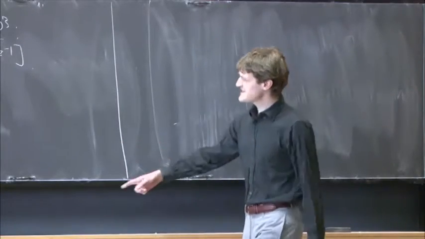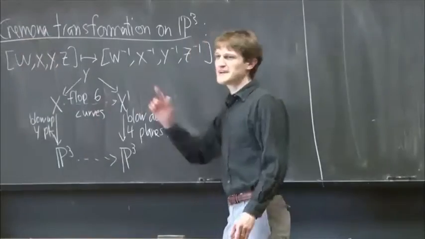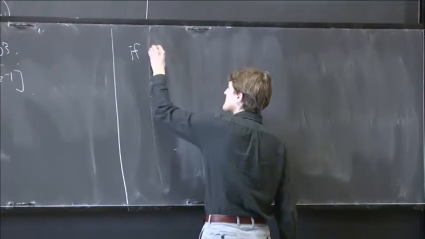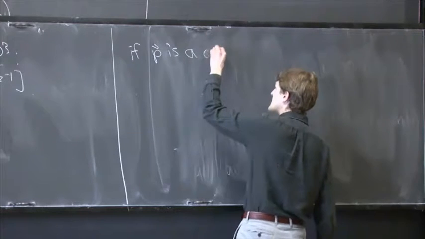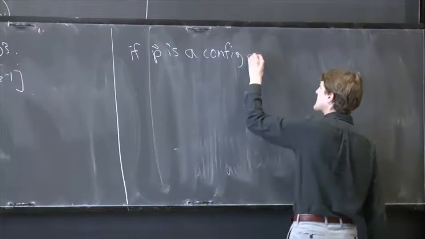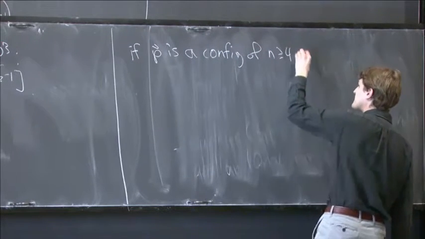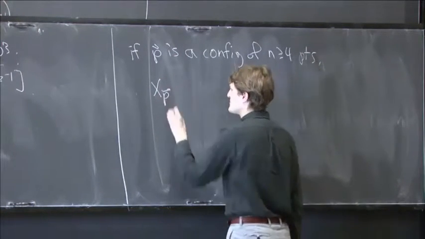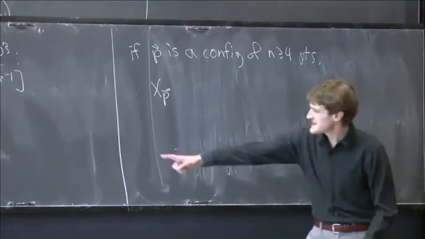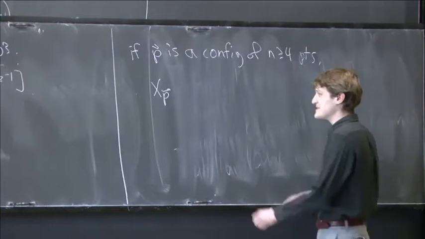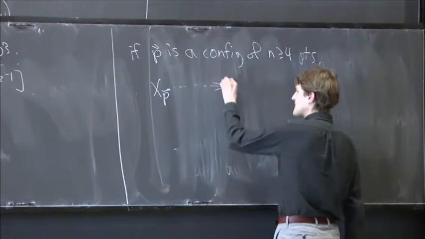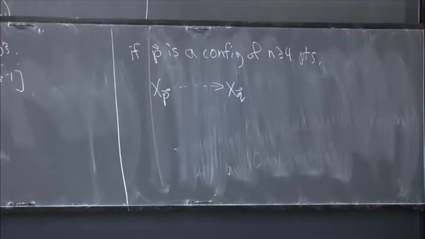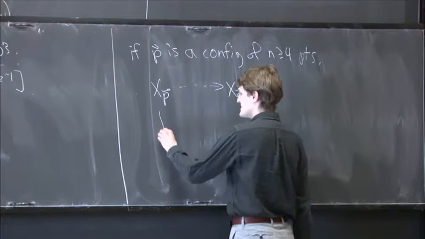OK, so here x is a blow-up at 4 points. But if I had a configuration of more than 4 points, we get a map from xp, the blow up at all of the points. Right? I just take that x and blow up additional points, over to xq, which is P3 blown up at some different configuration of endpoints.